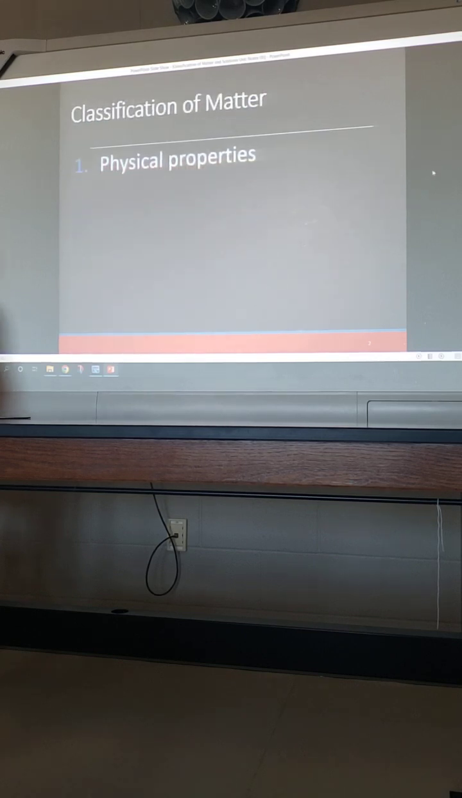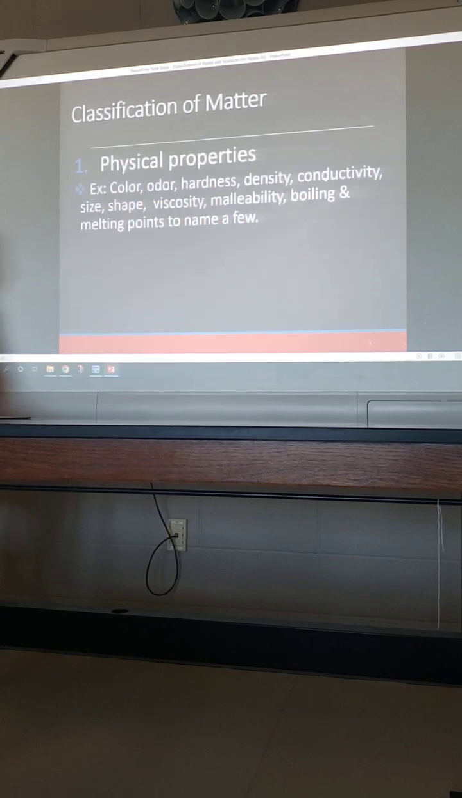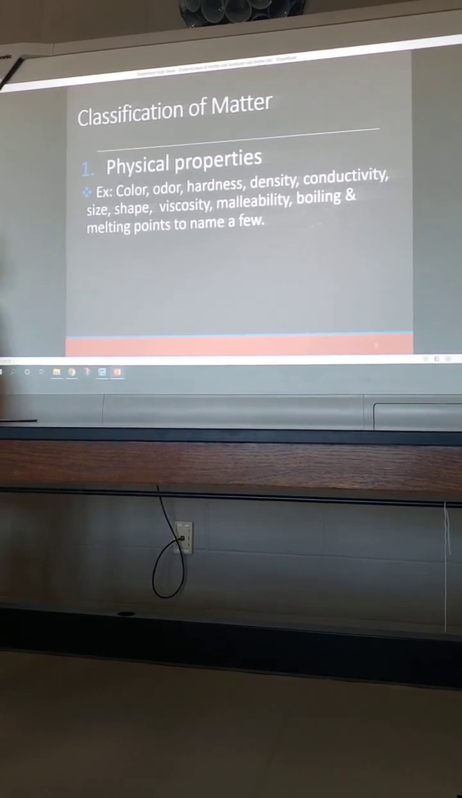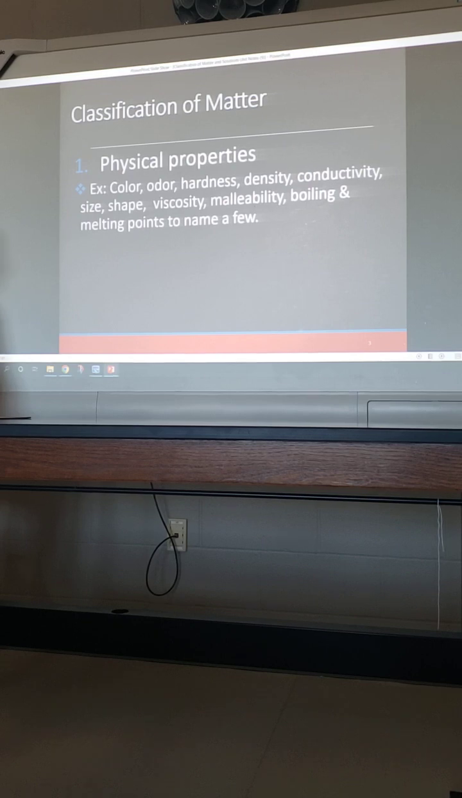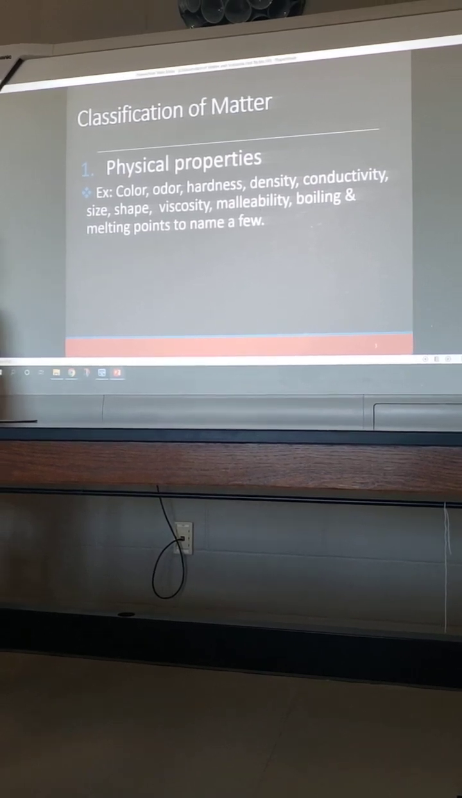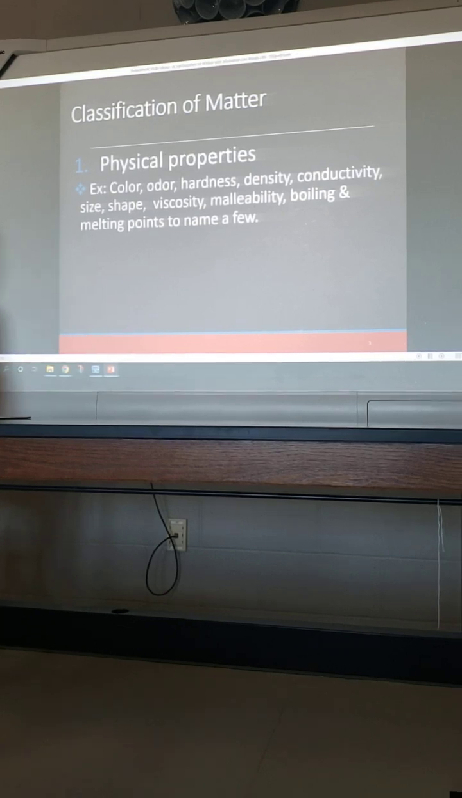First one we're going to start with is physical properties. So identifying those physical characteristics that are unique to a certain state or a certain type of material. So some of the examples for physical property are color, odor, hardness, density, conductivity, like does it conduct electricity or not, size, shape, viscosity, malleability, boiling, and melting points. And we're going to get into those. Some of them, obviously, color, okay, we really don't need to worry too much about that. It's pretty self-explanatory. But we'll get into some of the others that maybe are a little bit unfamiliar.